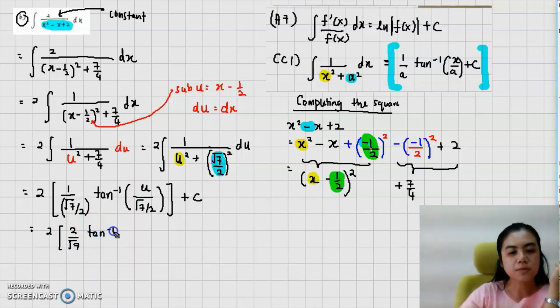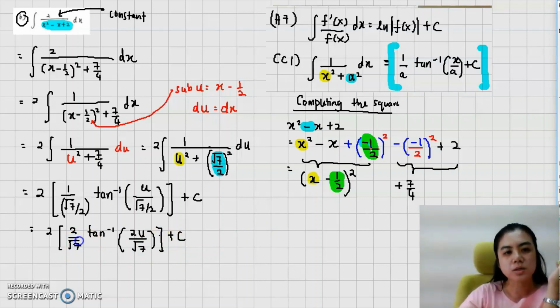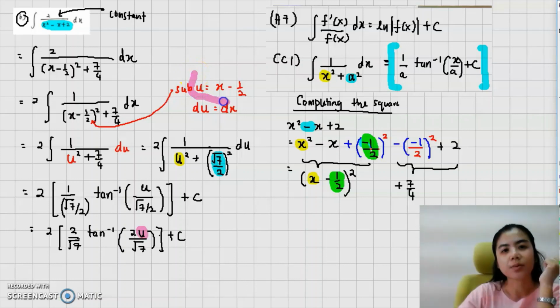This is tangent inverse, 2u over 7 plus c. And don't stop here, because our original question does not have the u. It doesn't have the u, but what we have here is the x. So you have to change the u back. Where does this u come from? This u actually comes from here.